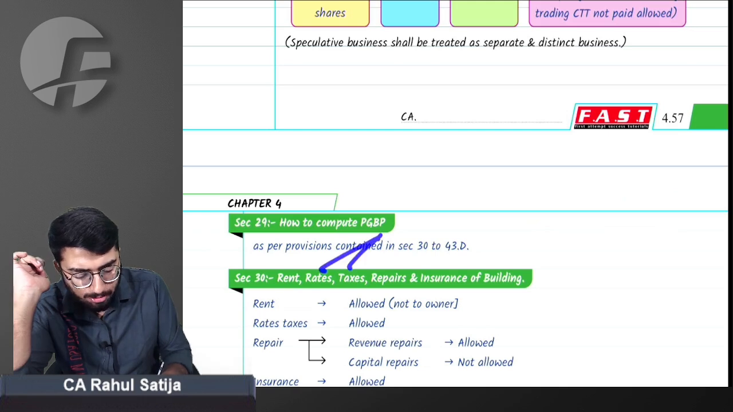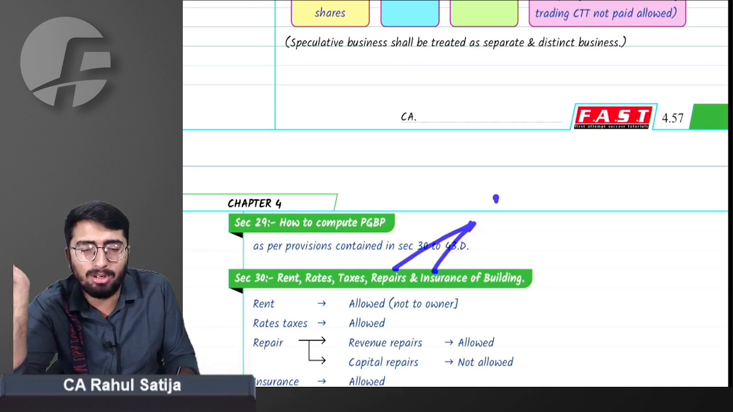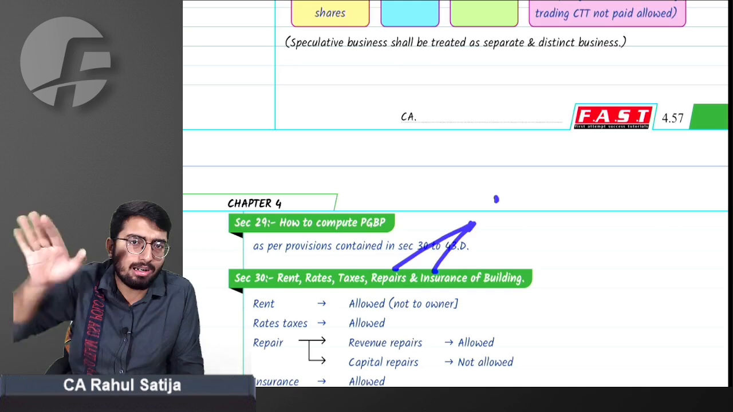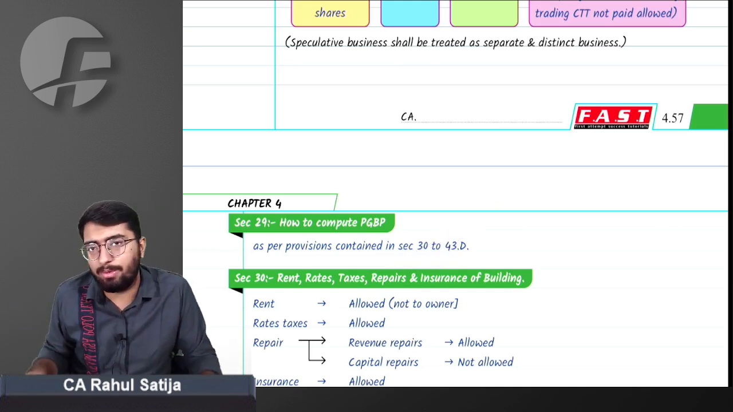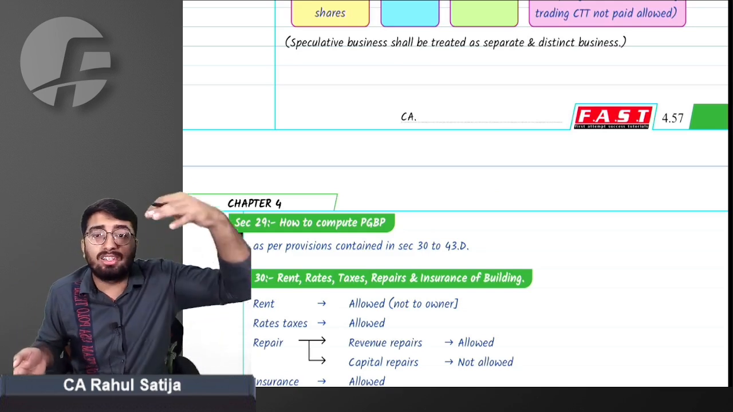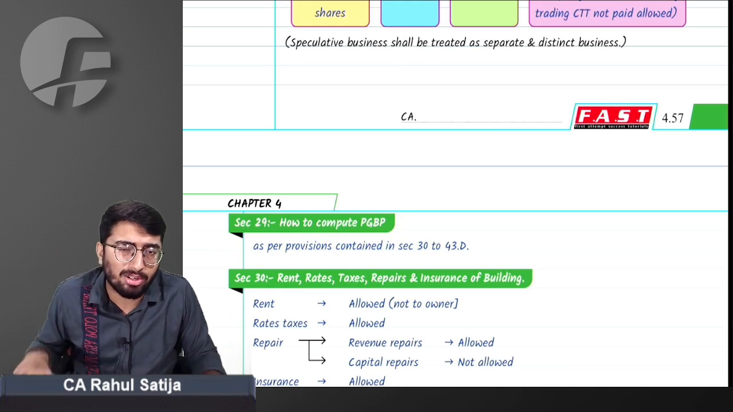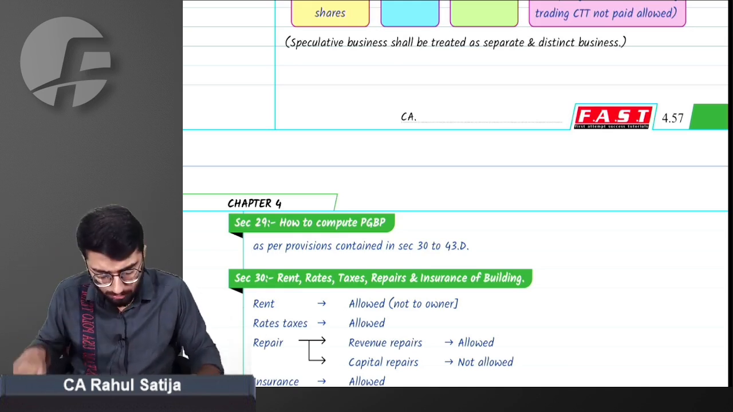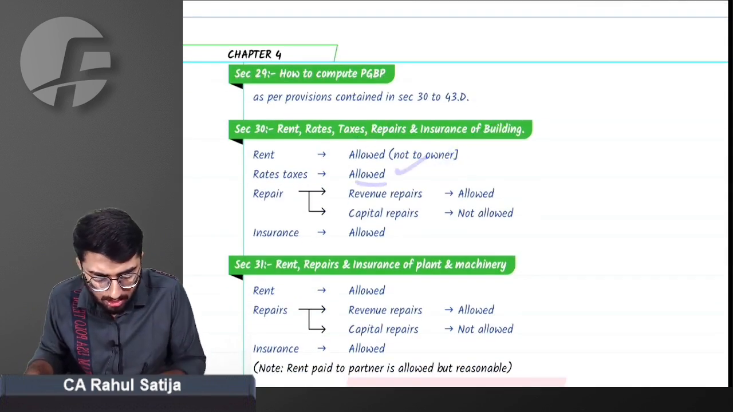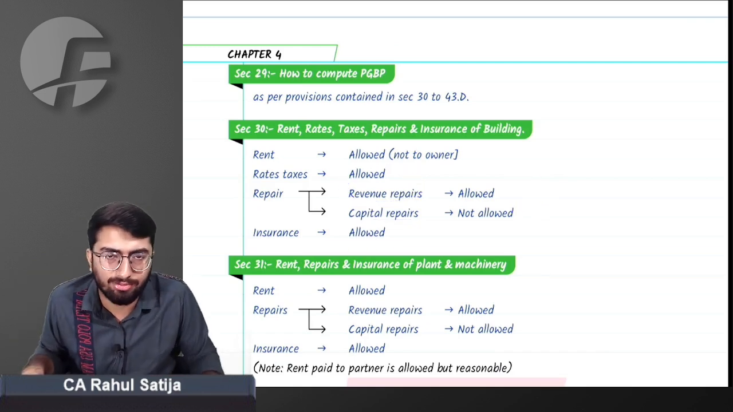Any kind of rates, taxes paid, will it be allowed? Right answer is yes, it is allowed. Any kind of repairs, insurance done on the building, sir, it will be allowed. But make sure that you are not doing any capital repairs. Sir, any capital repairs will not be allowed. Every kind of revenue repair will be allowed. Capital repair, for example, if you are constructing a building and you constructed another floor, you want to capitalize, you want to treat it as revenue expenditure, it will not be allowed. Got this point? Rents allowed to everybody but not to owner. Rates and taxes always allowed. Revenue repairs allowed, capital repairs not allowed. And insurance always allowed. These are few things.